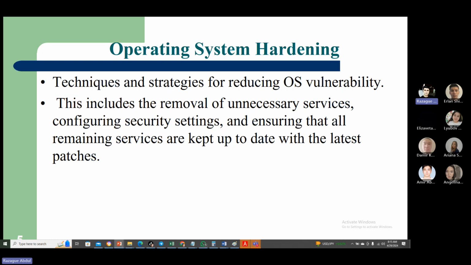And also we can provide segmenting networks, means dividing networks into smaller parts. Why? Because it helps to control traffic flow and limit the spread of any potential intrusion. And also we apply continuous monitoring and auditing. Continuously monitoring the system for any signs of security breach and regularly auditing the system configuration and security measures are essential practices in maintaining a hardened environment.